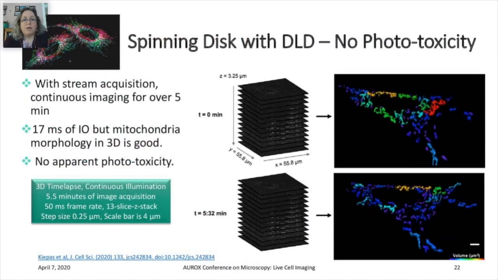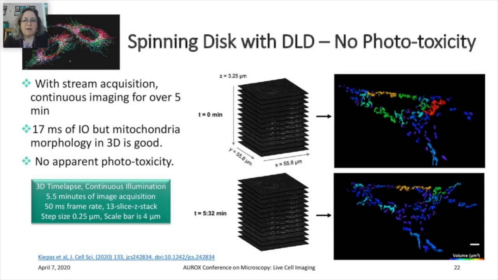So we tried the diffuse light delivery conditions on the spinning disk. We put our frame rate, our laser power down quite low. I apologize, I think I'm missing it on here, but we collected 13 slices in a Z-stack with 50 millisecond frame rates, and we collected those over a period of 5.5 minutes, so continuous image acquisition for 5 minutes.